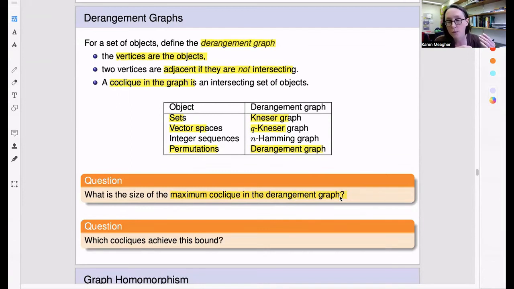And so what we want are both the size, what's the size of the largest co-clique, and what are all the sets that meet this bound? Like what exactly are all the co-cliques? And putting this in terms of a graph opens up the world of graph theory to you, and you can use a lot of tools.